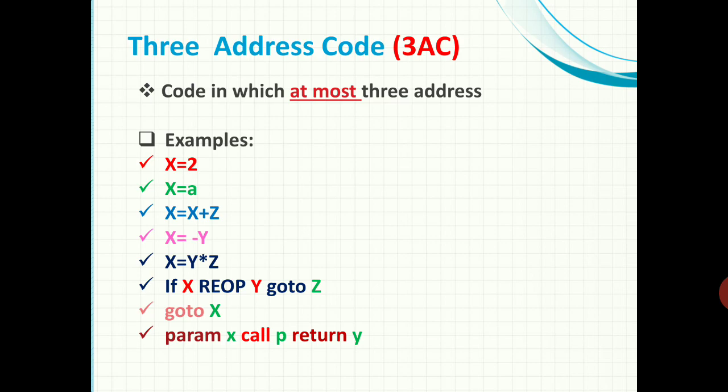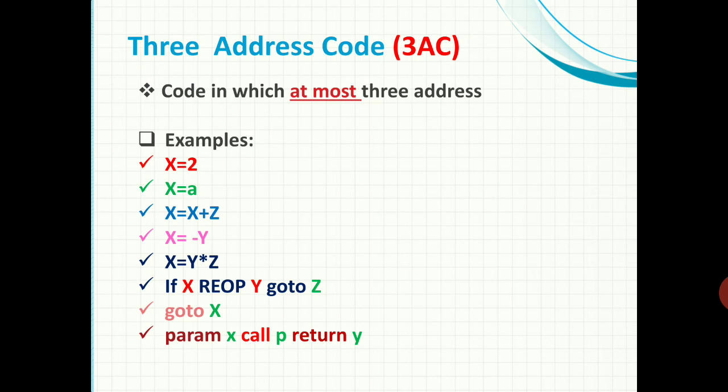As you all know, the three address code is a type of intermediate code which is easy to generate and can easily be converted to machine code. It makes use of at most three addresses and one operator to represent an expression, and the value computed at each instruction is stored in a temporary variable generated by the compiler. That is, the three address code is a code in which at most three addresses exist. A statement involving no more than three addresses is acceptable in three address code.